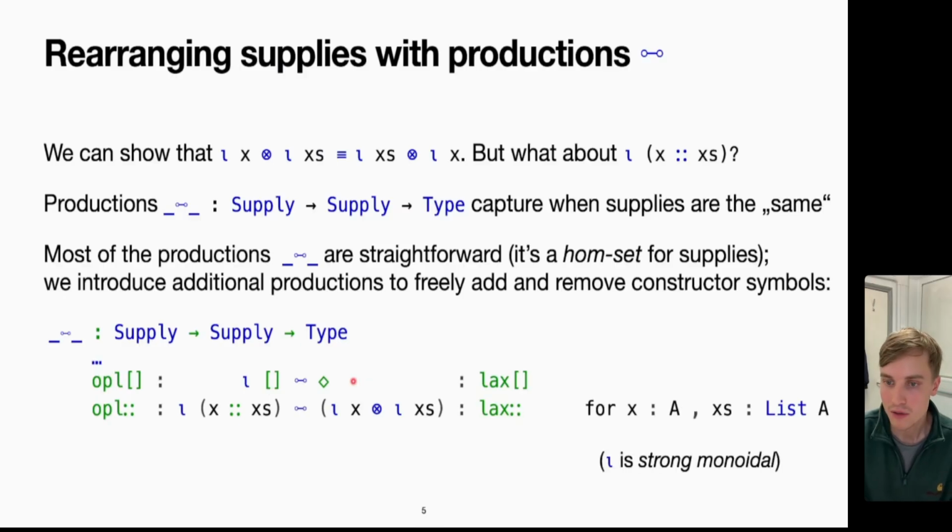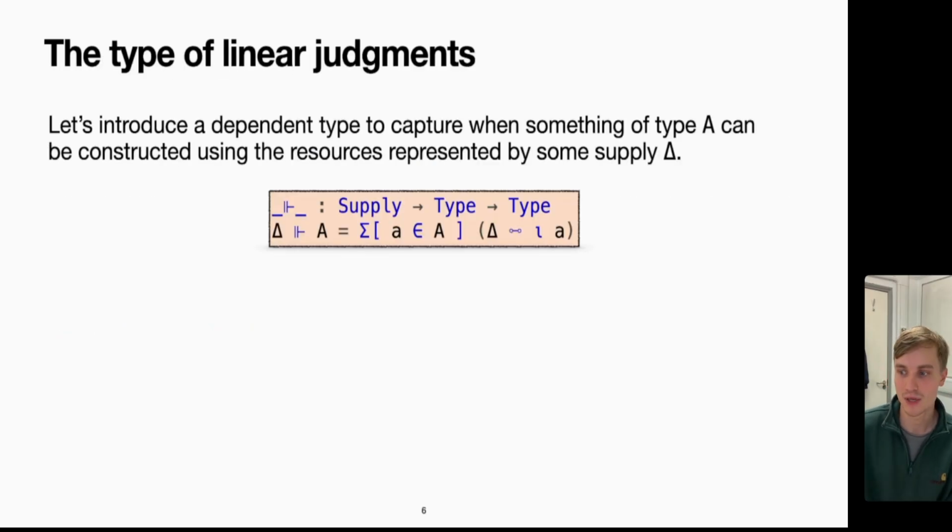And again, there's a kind of nice categorical structure that justifies these productions, namely that iota is strong monoidal with respect to products, but we don't need to worry about this. We just need to remember that we now have supplies and productions, and this is all the structure that we had to add to now be able to talk about linearity in Cubical Agda.